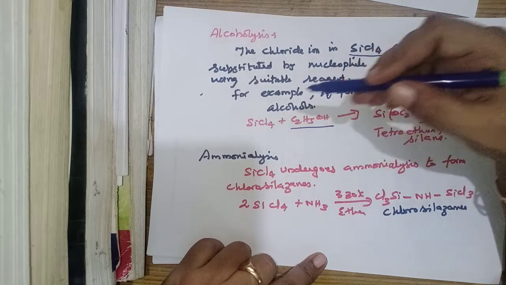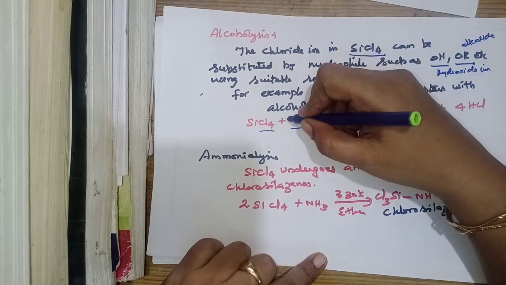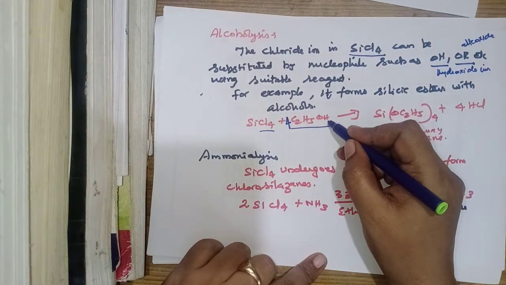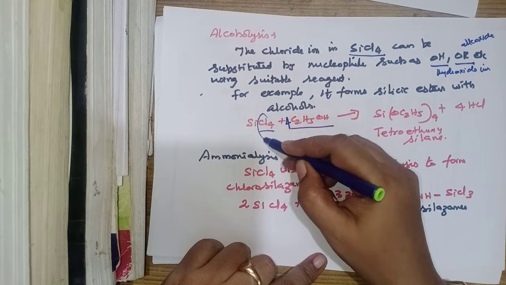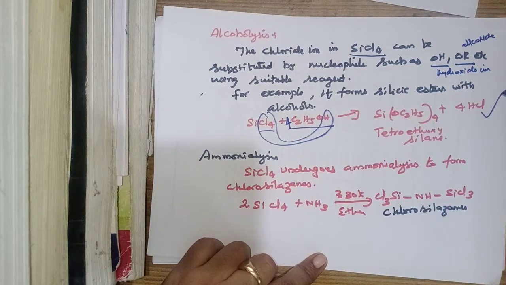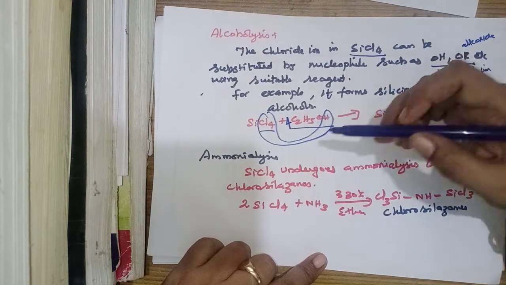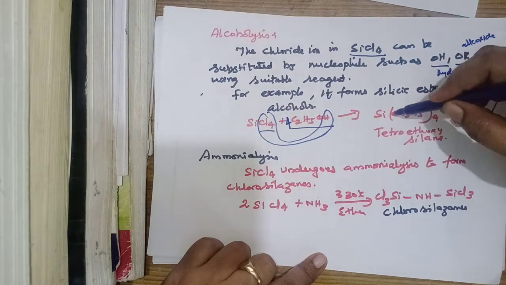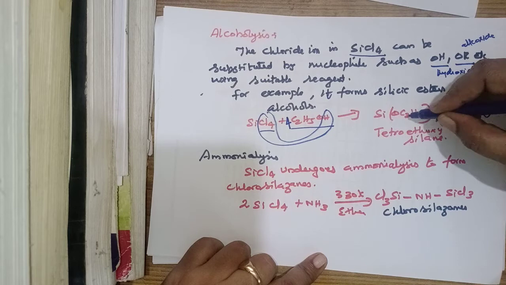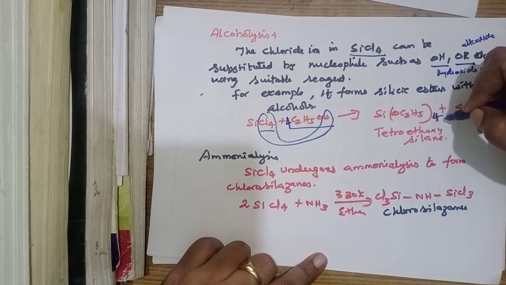Here is SiCl4. How many chlorines are there? 4. Take 4 moles of ethanol. Now we remove the hydrogen here, so 4 HCl. The remaining is OC2H5, ethoxy. So Si(OC2H5)4, that is tetraethoxysilane. The number of carbons is 2.